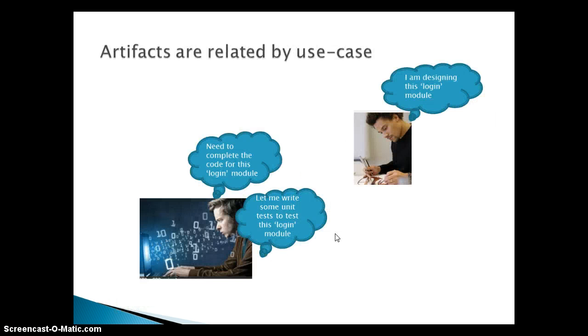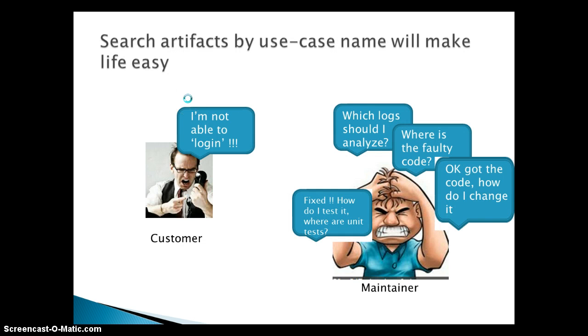Here is how the artifacts are related by use cases. So this is the designer, when he designs for a certain use case. Here this designer is designing for this login use case. When the coder codes this, he codes for a certain use case. Also he writes some unit test cases for testing the same use case. So these artifacts, design, code, and unit tests, are related by the use case.